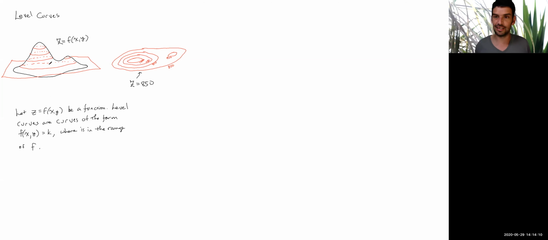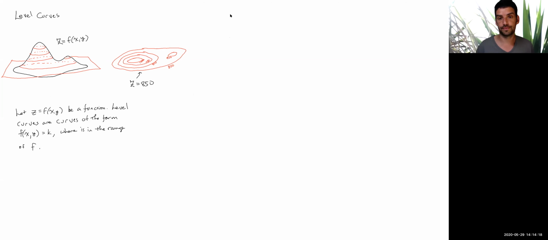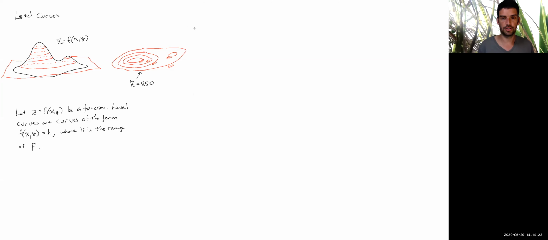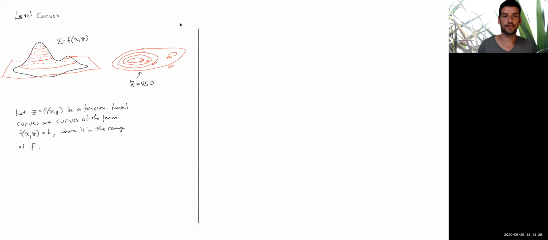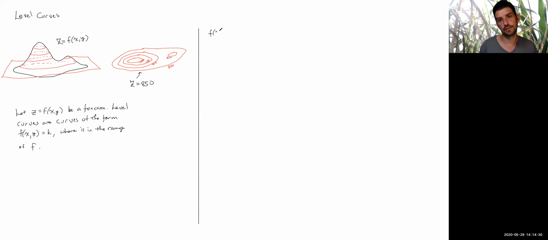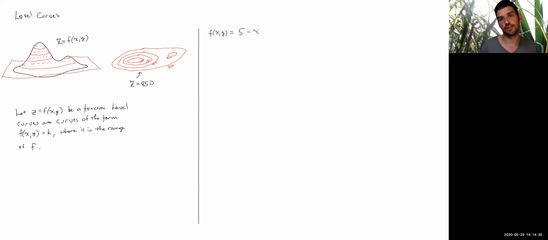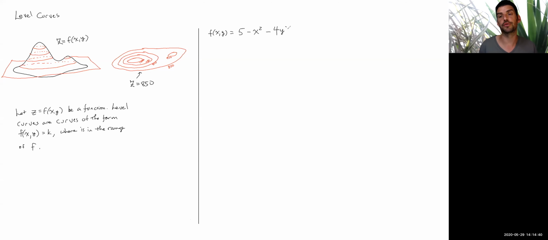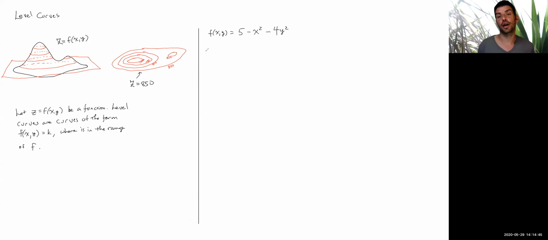So let's not dig into this definition too much. Let's just do an example. I think this will be very clear once we do them. So let's look at the function f of x, y is equal to 5 minus x squared minus 4y squared. Okay, so we're going to create some, well, let's do a couple things first.